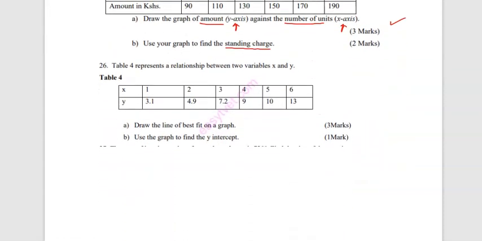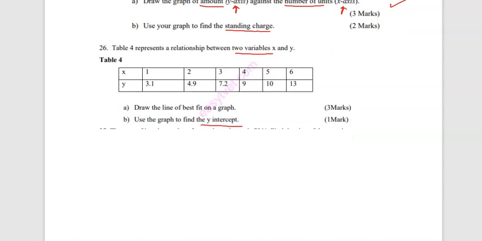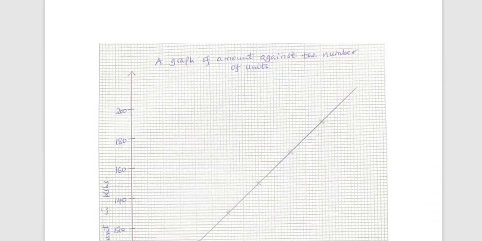And secondly, I also want you to pause this video and draw this graph. Draw the line of best fit on the graph. Remember, this is just x and y, so you plot x and y. That means y will be the vertical axis and x will be the horizontal axis, and again we're supposed to read off the y-intercept. So this is the first graph, amount against the number of units.